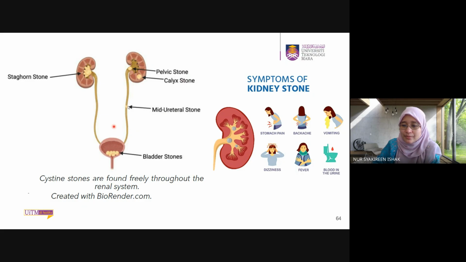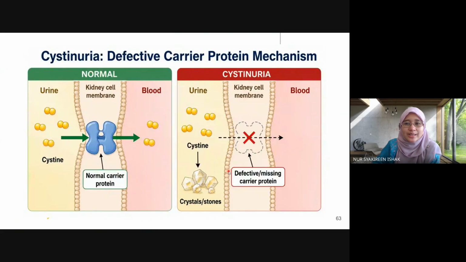urinary bladder. These are the symptoms of having kidney stones: stomach pain, backache, vomiting, dizziness, fever, blood in the urine. Obviously your urine should not contain blood. If your urine contains blood, it means there's something wrong with the kidney, so you have to do some checkup. So that is cystinuria. You have cystinuria due to a missing or defective transport protein.